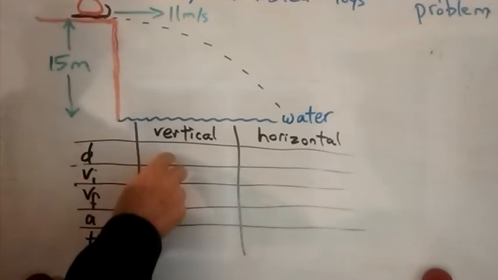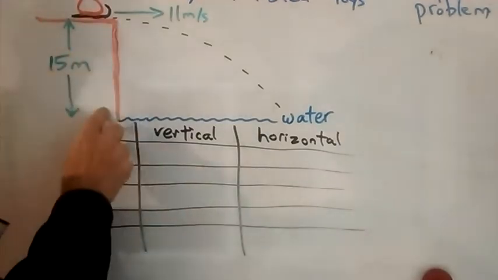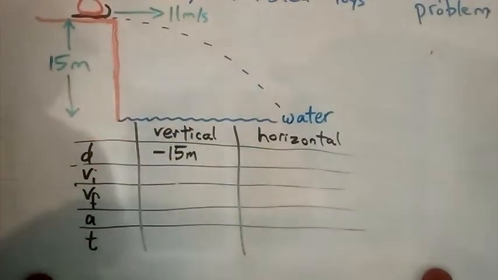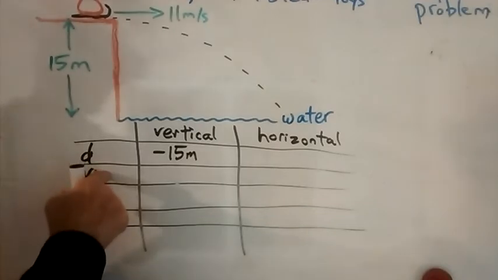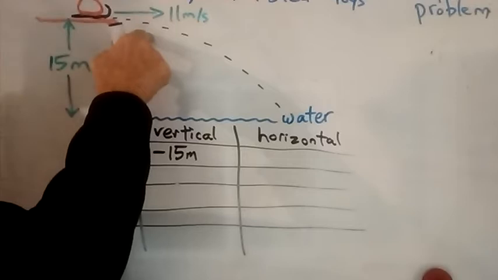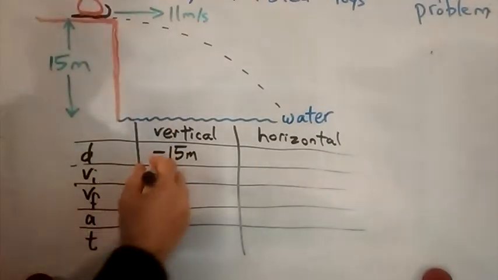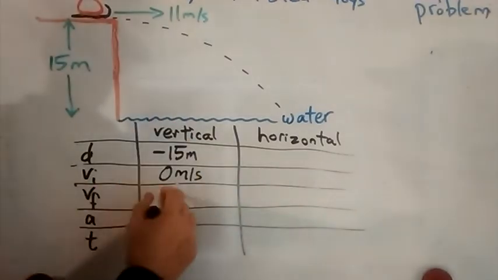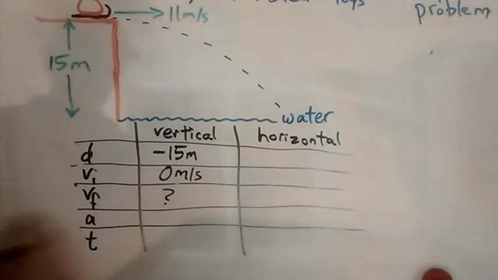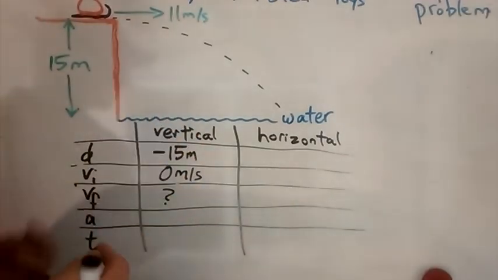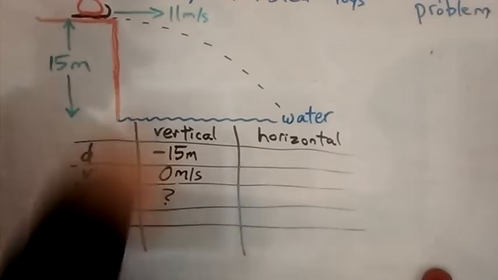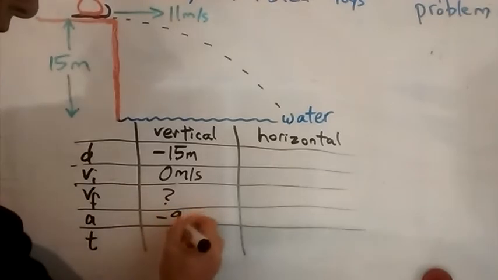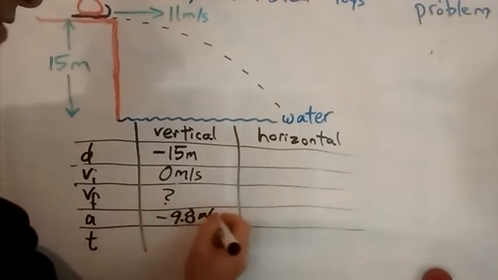So d in the vertical direction was 15 meters, but fell 15 meters, so negative 15 meters. Vi in the vertical direction, he just went off the cliff. And just like you stepping off a cliff, your initial speed would be 0 meters per second in the vertical direction. Your final speed, we don't know. That'll probably be one of the questions they ask. The acceleration in the vertical direction, it's the only acceleration that the sled feels. It's gravity pulling the sled and everyone down with it. And on Earth, that's minus 9.8 meters per second squared.